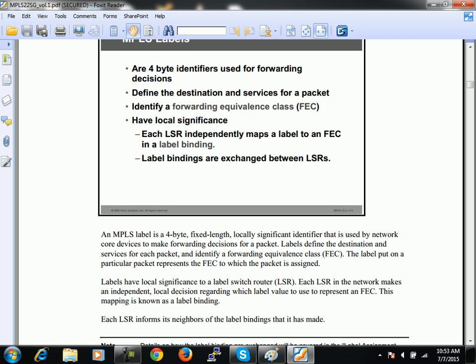Now label bindings are exchanged between LSRs, label switch routers. To exchange that label information, we require protocols, which are either TDP or LDP. TDP is Tag Distribution Protocol, which is Cisco proprietary, and it was used during tag switching. But nowadays we are using MPLS, so we use LDP only, Label Distribution Protocol, which is an open standard protocol.